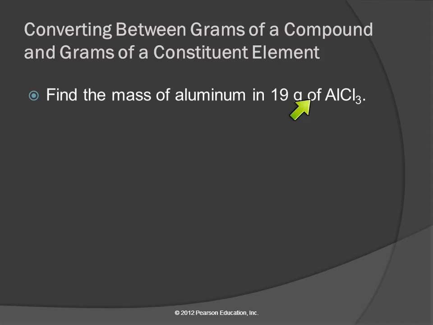So there's 19 grams of aluminum chloride. What's the relationship between the aluminum and the aluminum chloride?